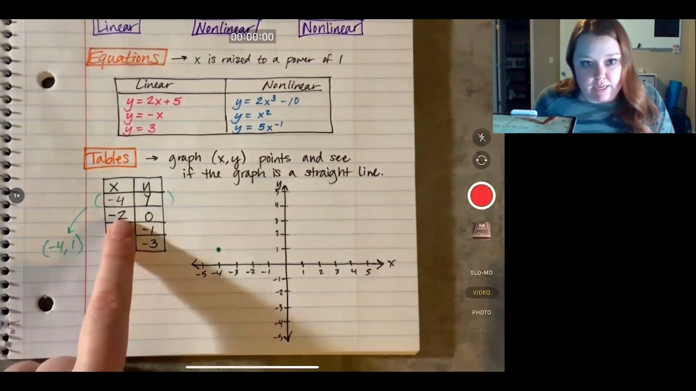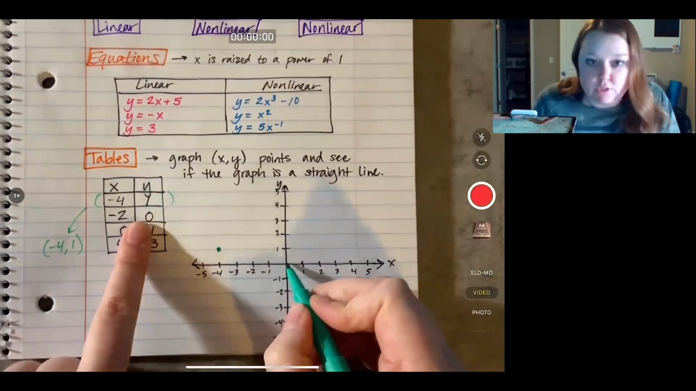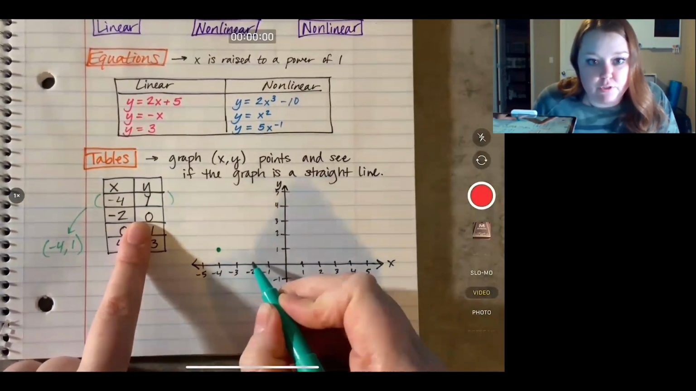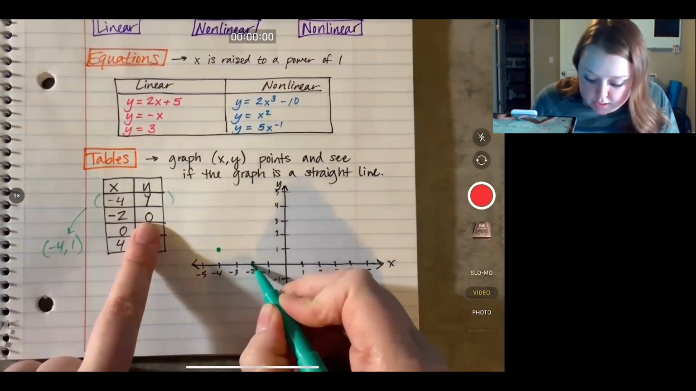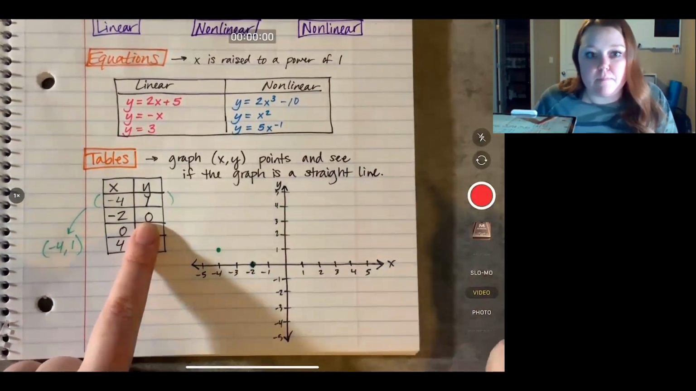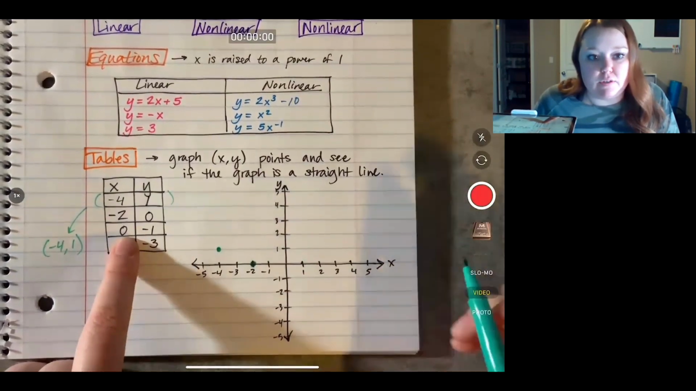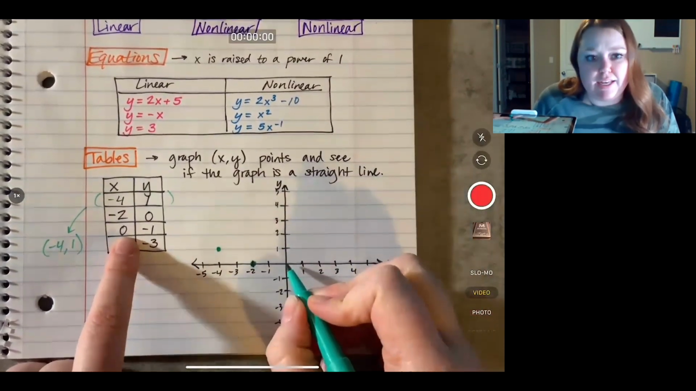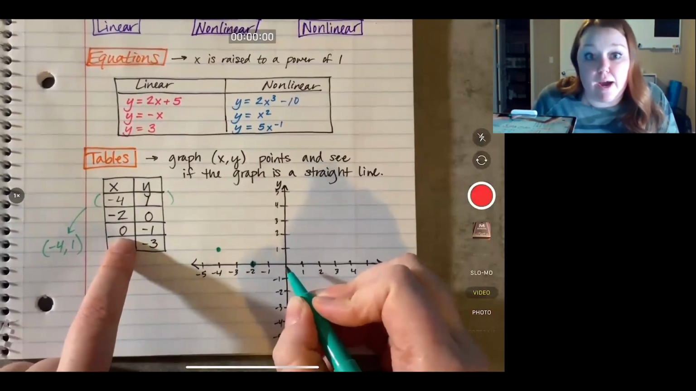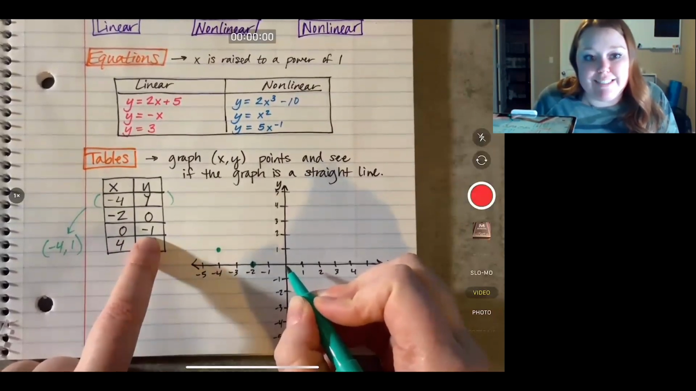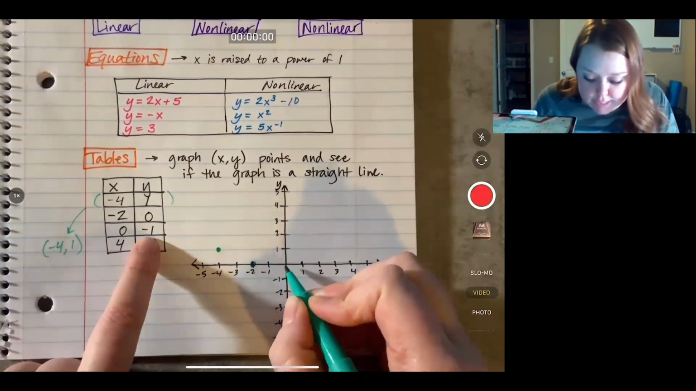Second point is -2, 0. So I go to the origin, I go left 2, and then the 0 just tells me to stay. I don't go up or down, I just stay. So I'll put my point there. Next point is 0, -1. So I go to the origin. Now the first number is 0, meaning I don't go left or right at all. I stay on the y-axis, and I'm going to go down 1 since the y is -1.